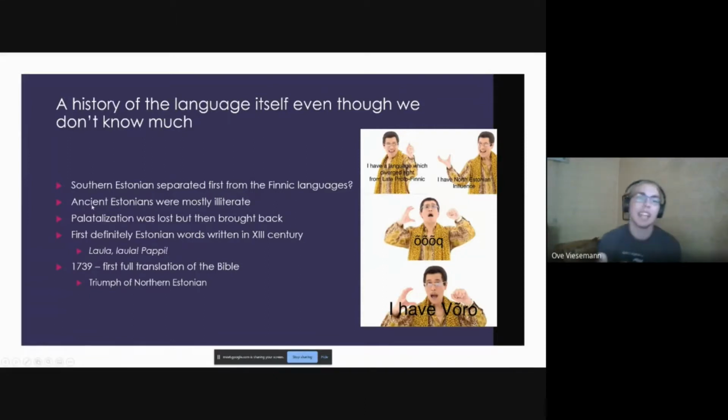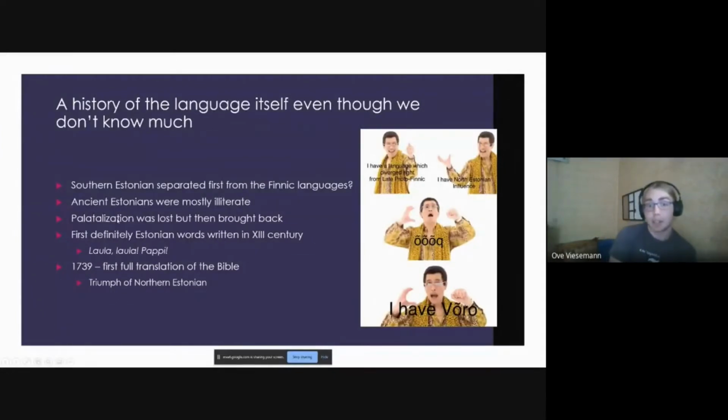So, ancient Estonians were mostly illiterate, but there are some sources found because some Estonians knew how to write in runes or in Cyrillic alphabet. Palatalization was lost, but then brought back. All Finnic languages have lost palatalization, but Estonian brought it back by just losing the vowel E in some places and combining it with the consonant.